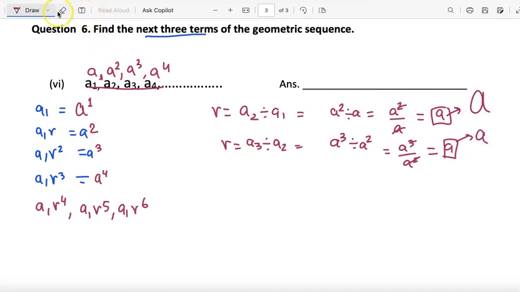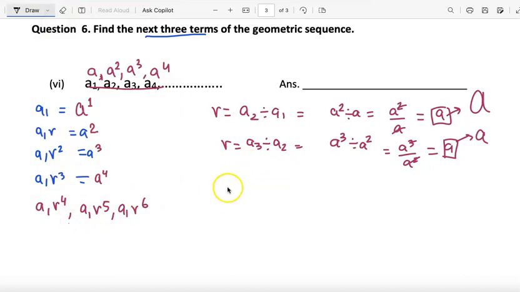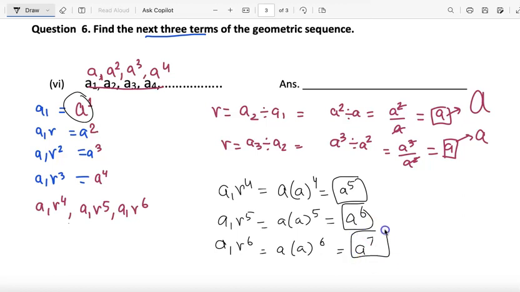Once I got these, what I need to find is the remaining values. So let's find A1 r to the power 4. What is A1? A1 is a only. So a, and what is the value of r? r is a, so a to the power 4. Your answer is a to the power 5. Next one is this one over here. Now it should make some sense to you because this is the next term. Glad we did this problem over here. So what is this? a to the power 7. So these are your remaining three terms of this geometric sequence.